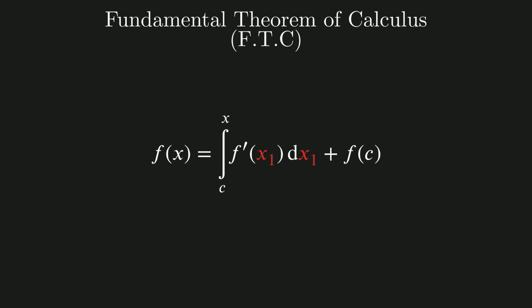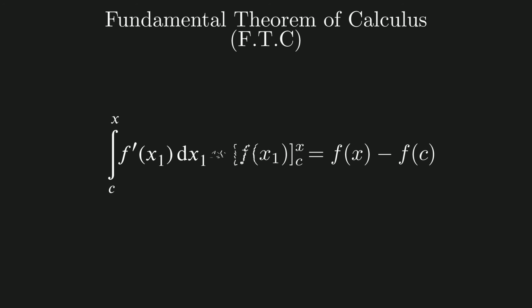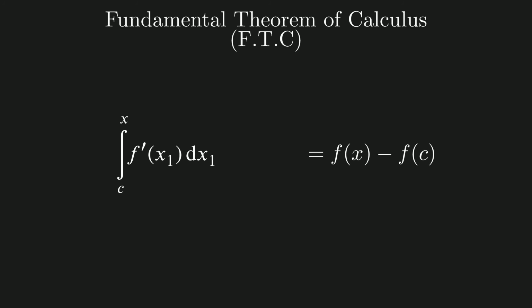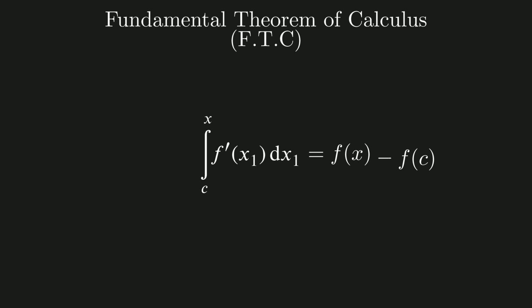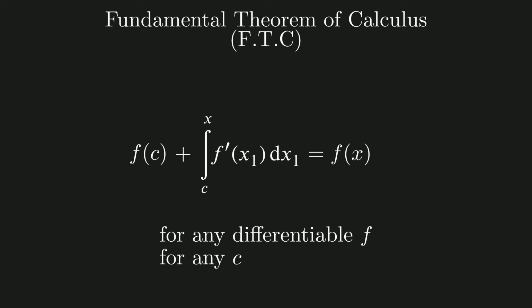For those of you who've never seen the FTC before, you can derive it by simply evaluating this integral. In order to evaluate this integral, we need to find the antiderivative of the derivative of f, which is just f by definition. So this integral is equal to f evaluated at x minus f evaluated at c. And then I've just brought the minus f of c over to the other side of the equation. And importantly, this equation is true for any differentiable function f and any value of c.